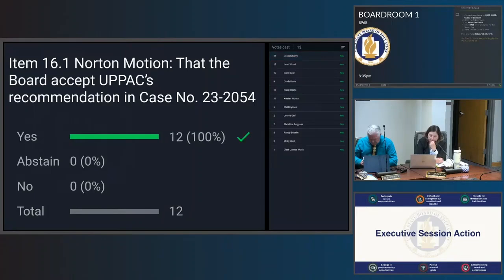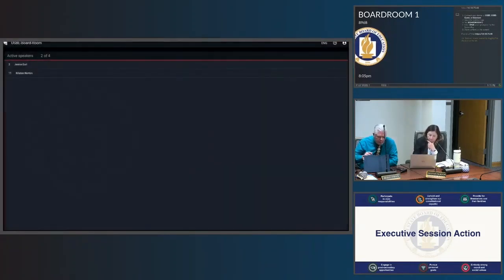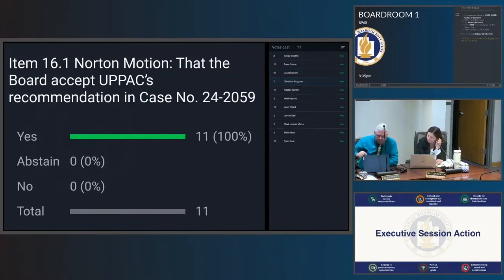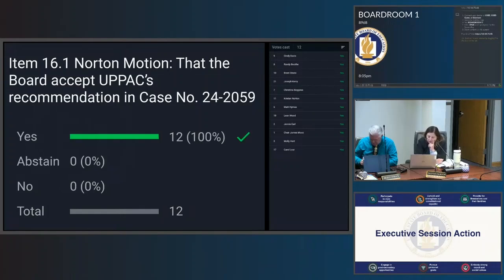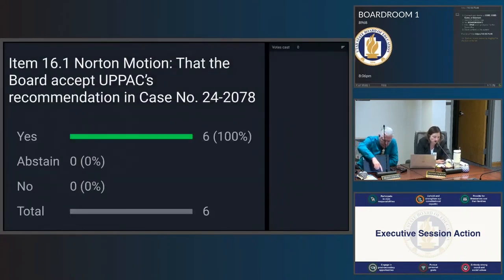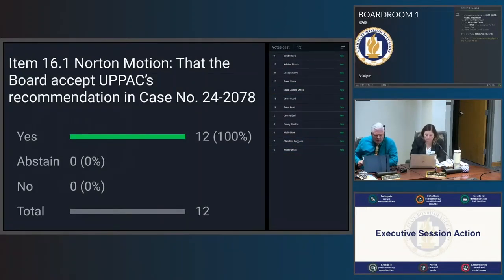Okay, that passes unanimously. In case number 24-2059, I move that the board accept UPAC's recommendation. The motion before the board is that the board approves UPAC recommendation for case number 24-2059. Go ahead and vote. That motion passes unanimously. In case number 24-2078, I move that the board accept UPAC's recommendation. The motion before the board is that the board approves UPAC recommendation for case number 24-2078. Go ahead and vote. That passes unanimously.